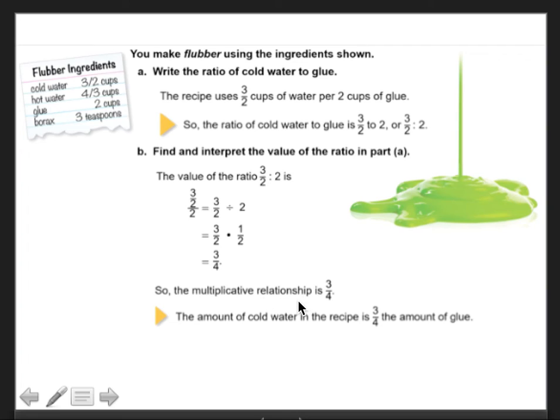So the relationship then is 3/4. The amount of cold water in the recipe is 3/4 the amount of glue. So looking at that, that's helping us see how that relationship is between the cold water and the glue. So we're going to try this with a couple other ingredients on this flubber recipe. This is something you will have to be able to do on your homework assignment.